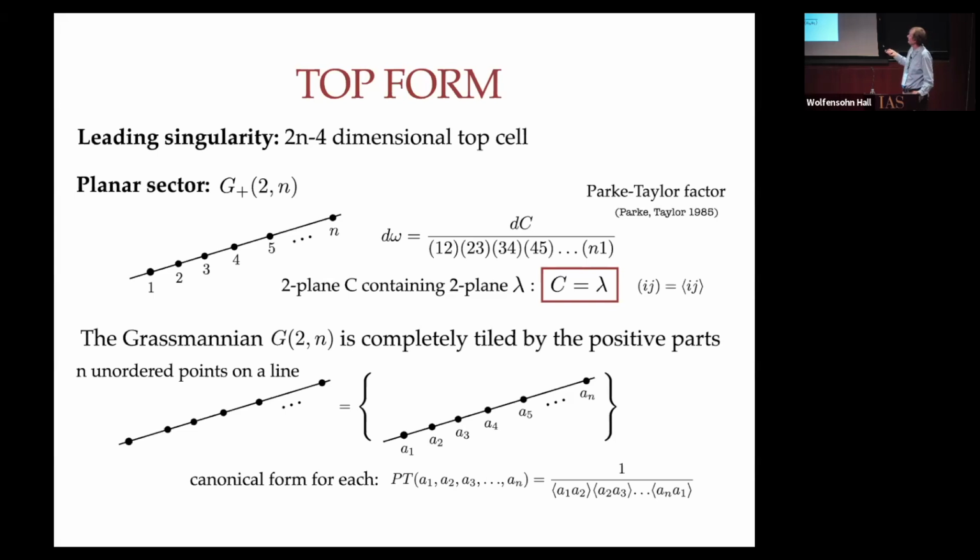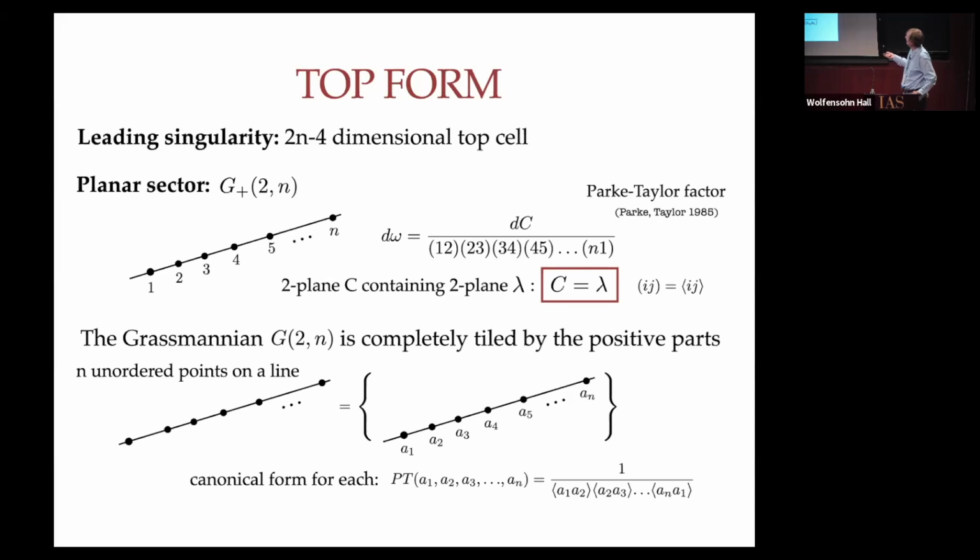is that the condition is that on the C matrix, these are 2 by 2 minors of the C matrix, is that the two-plane C contains two-plane lambda. So the C is just lambda. And these brackets in terms of lambda spinors are just the 2 by 2 minors in terms of C. So for G2N, there is only one matrix, C or lambda is the same thing. The lambda tilde basically doesn't make any appearance. It only appears through this momentum conservation.